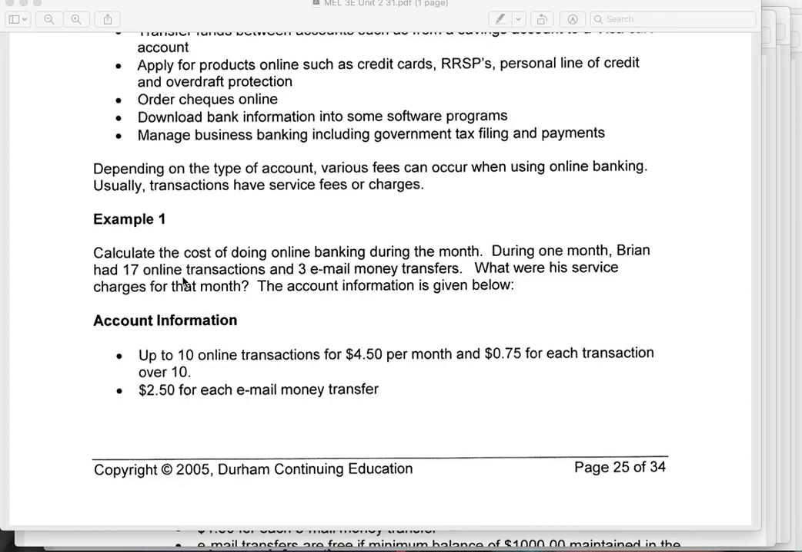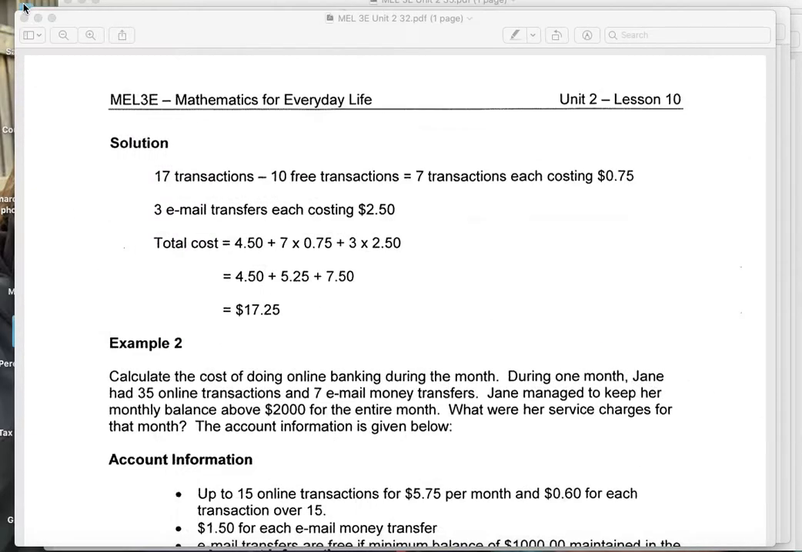So here we can see he has 17 online transactions. So for those first 10, he's going to pay $4.50. And then for each one after 10, so 11, 12, 13, 14, 15, 16, and 17, he's going to pay 75 cents per each. And then we also have this information here that says $2.50 for each money transfer. So he's going to have to pay $2.50 per email transfer. So he does 3 of those. So we've got 17 transactions minus the 10 transaction fees. So that's the 7 of them at 75 cents. And the 3 email transfers at $2.50.